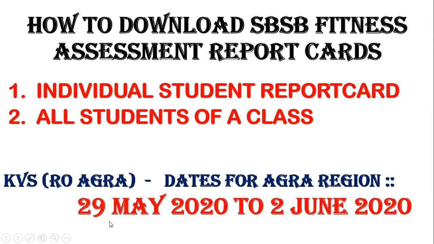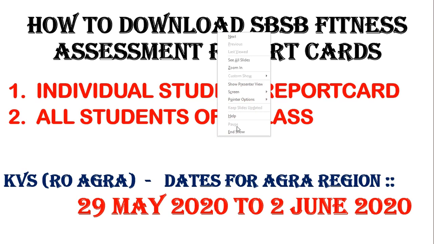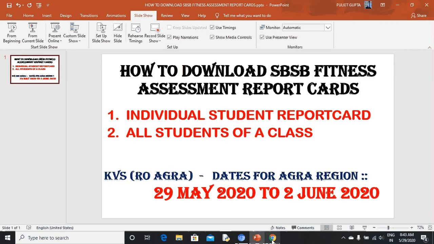As we all are aware, the dates for Agra region downloading report cards are 29th May 2020 to 2nd June. So we have to download our report cards within this period. Now let us learn how to download the report cards.